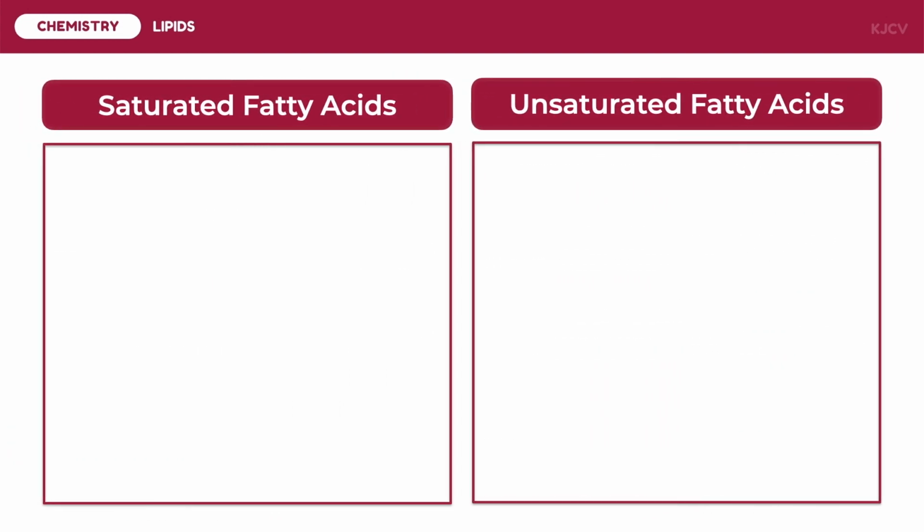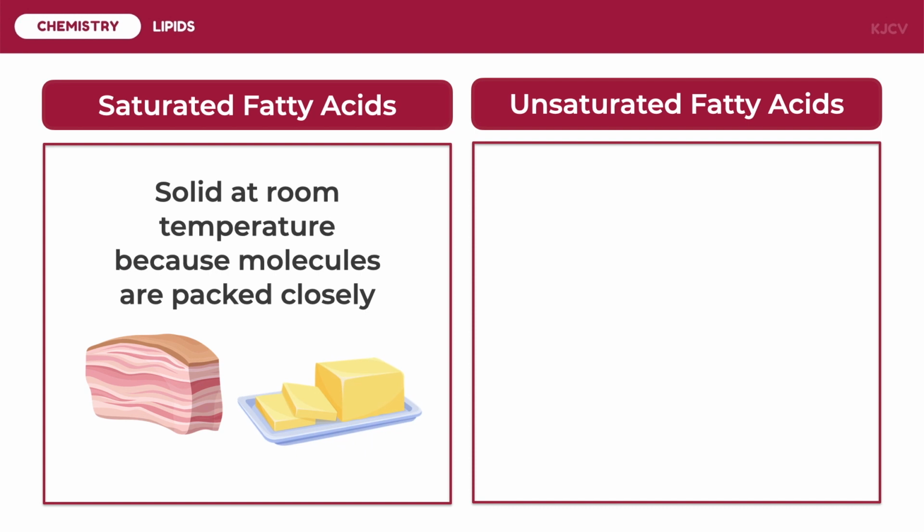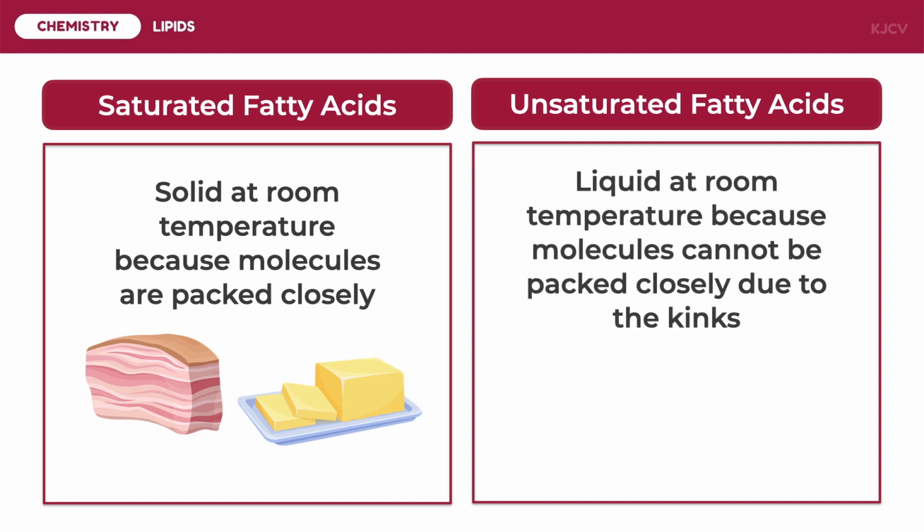Saturated fatty acids are solid at room temperature because the aliphatic chains are packed closely. Examples of these are lard or pork fat and butter. On the other hand, unsaturated fatty acids are liquid at room temperature because molecules cannot be packed closely due to the kinks. The double bonds of the unsaturated fatty acids contribute to the fluid behavior of the triglyceride. Examples of these are vegetable and coconut oils.